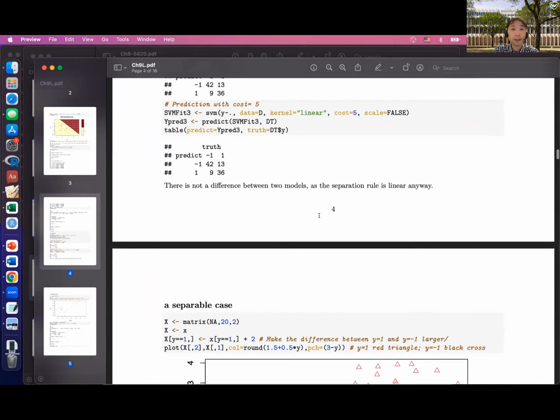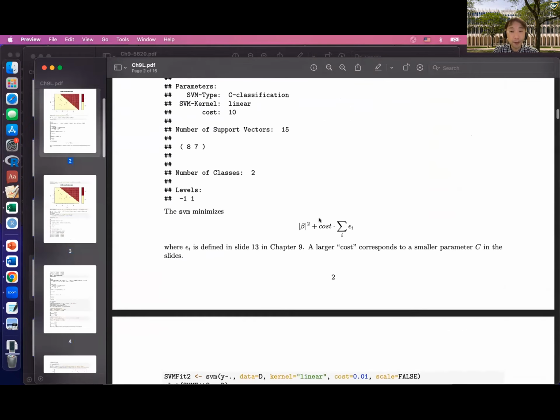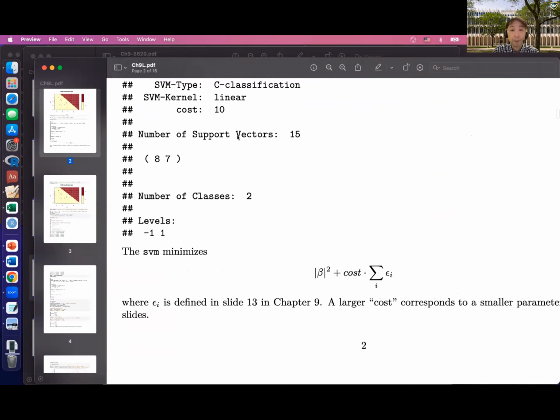To be exact about what this cost means: it is inversely proportional to C, but the exact definition is here. If we give cost equal to 10, then the support vector machine minimizes this quantity, which is basically the sum of squared coefficients in the support vectors.